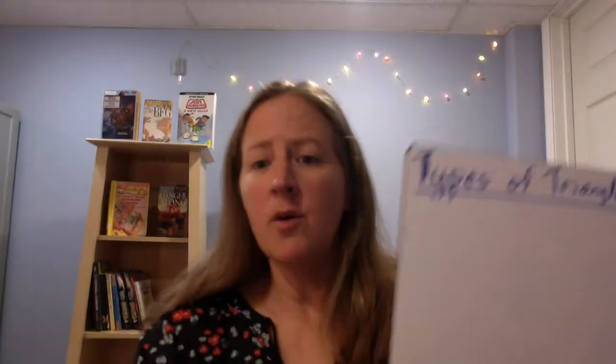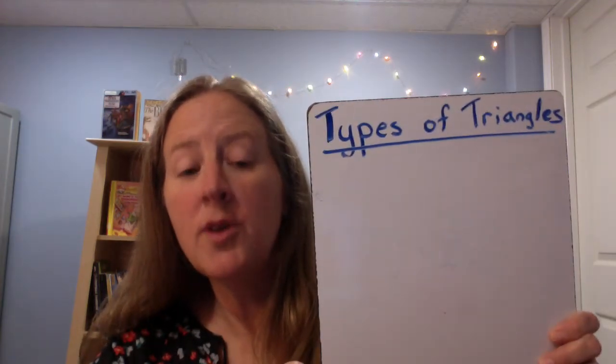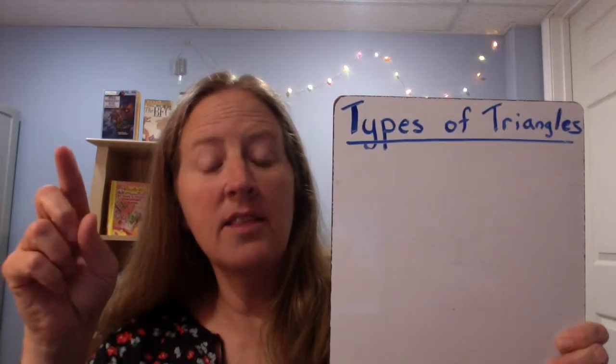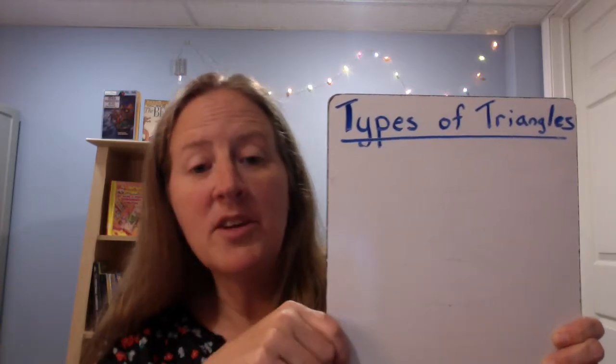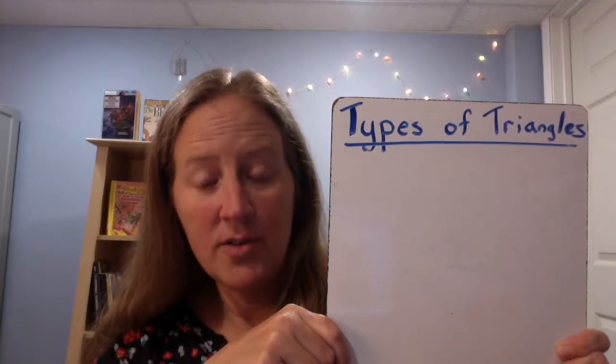So anyway, back to math. We're going to be talking about some things in geometry this week. We're going to be talking about types of triangles. Now, triangles can be classified in two different ways. They can be classified either by the length of their sides and how many sides are equal, or they can be classified by their angles. So we're going to start by talking about classifying triangles by the lengths of their sides.